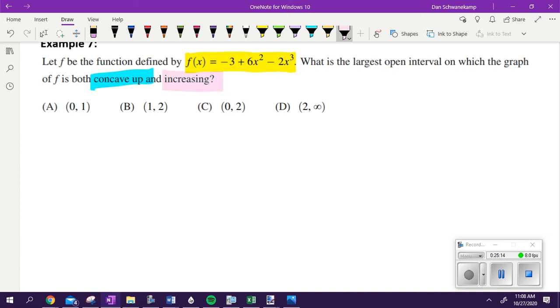Concave up and increasing. What derivative are we talking about if we're talking about concave up? Second derivative. So this is a second derivative question. If I'm talking about increasing, what derivative am I talking about? The first. Okay, I need both things here. So let's start off. We're going to find f prime. I hate that it's in this order, so I'm going to rewrite it as negative 2x cubed plus 6x squared minus 3. Find the first derivative.